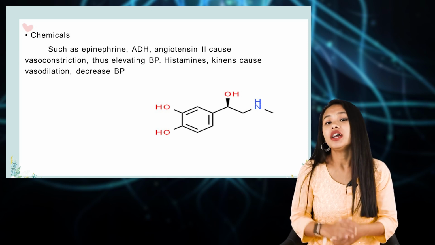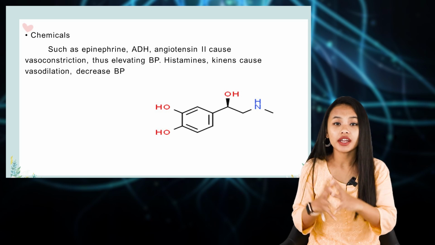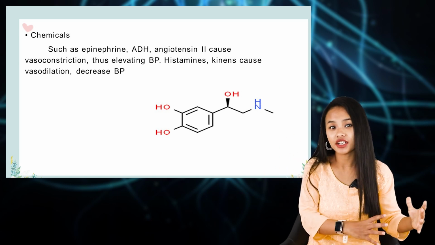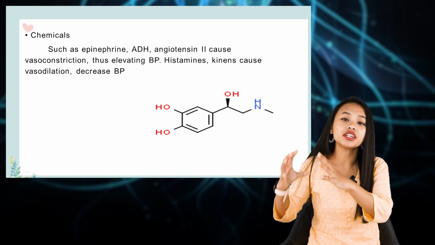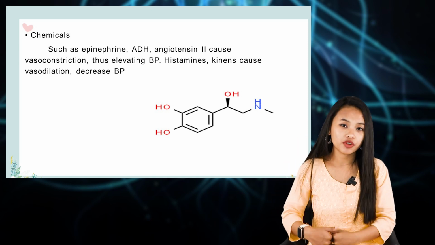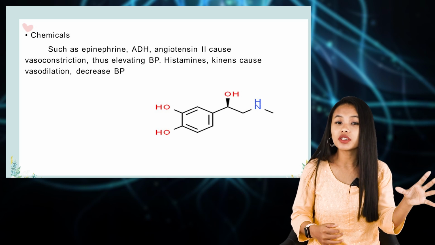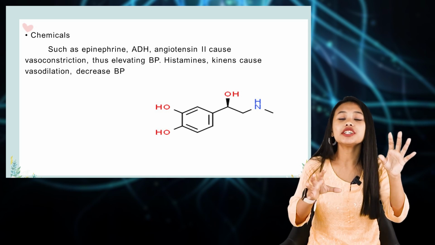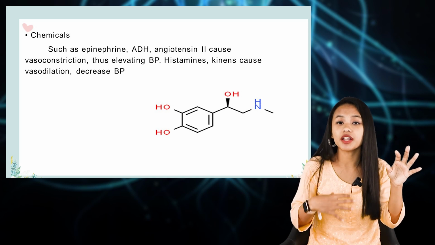Whereas if the client is under histamines or kinins, then this will cause vasodilation, and if vasodilation occurs, then this would lead to a decreased blood pressure. So vasoconstriction will lead to an increased blood pressure, whereas vasodilation will lead to a decreased blood pressure. So these are the various factors that can affect the blood pressure of an individual.